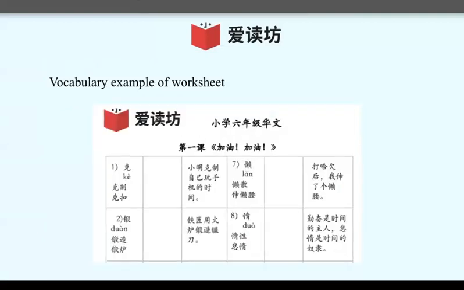This is a vocabulary example of our worksheet. The first vocabulary is 克, and the words under 克 are 克制, control, 克扣, deduct, and students need to write twice of 克 in the blank of the box. The left hand side will be the example sentences. 小明克制自己玩手机的时间: Xiao Ming controls himself from playing with his mobile phone.